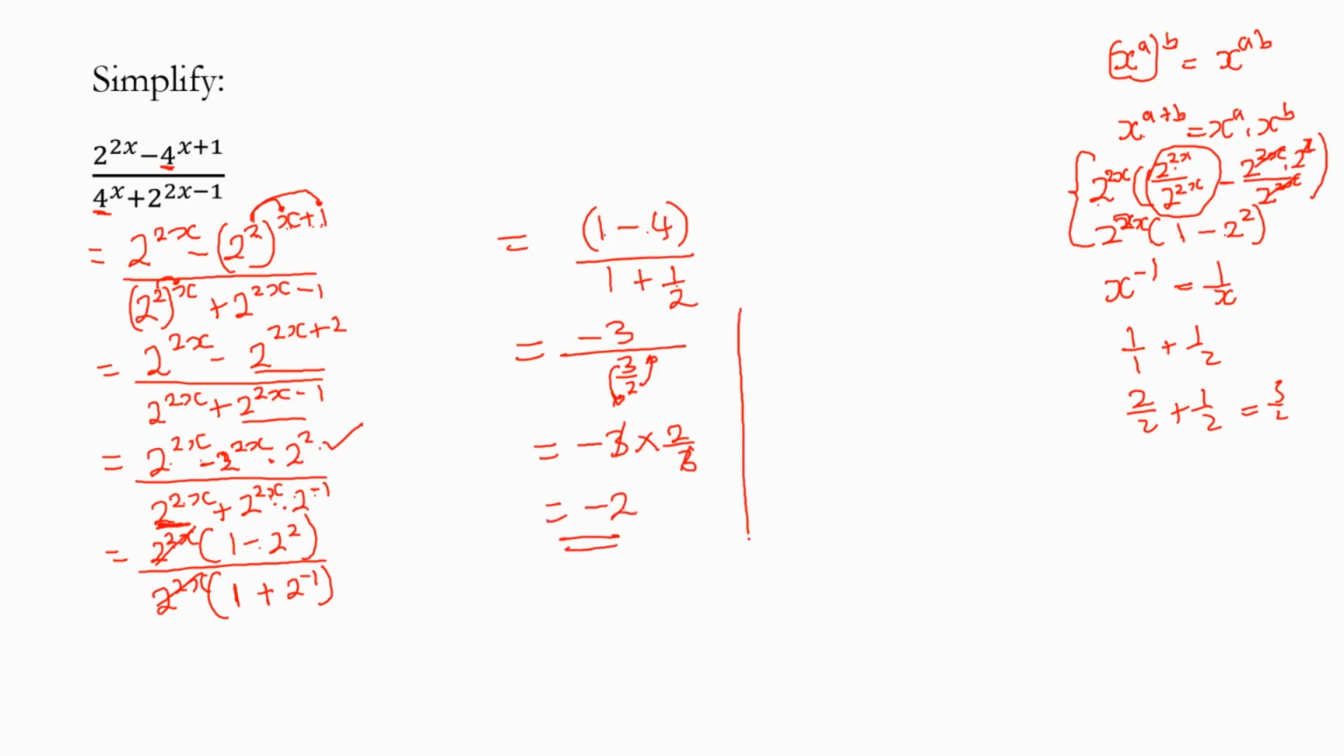Alright, the other thing you can do here: you can say negative 3 over 3 over 2. Then you multiply the numerator and the denominator by the multiplicative inverse of the denominator, which is 2 over 3 times 2 over 3. This will give you 1, this will give you 1, then this will give you negative 2.